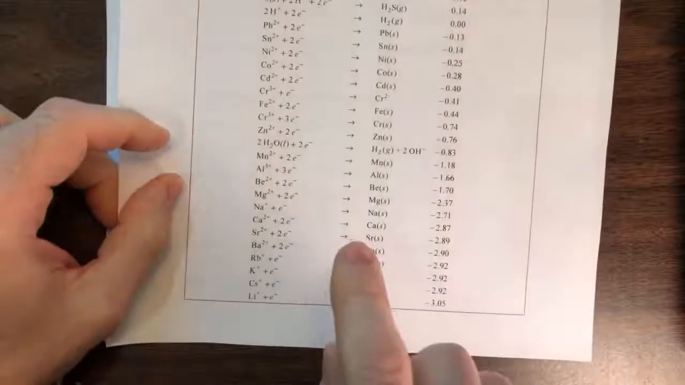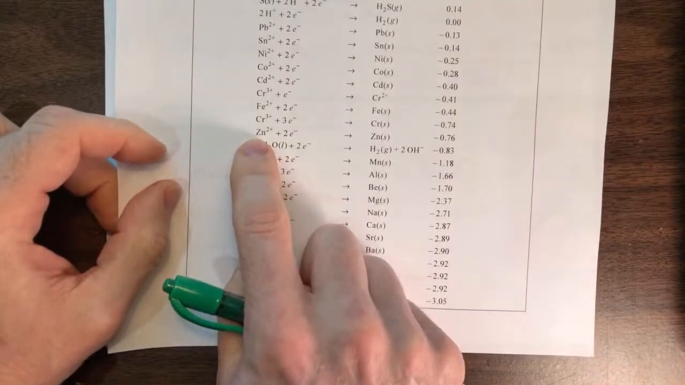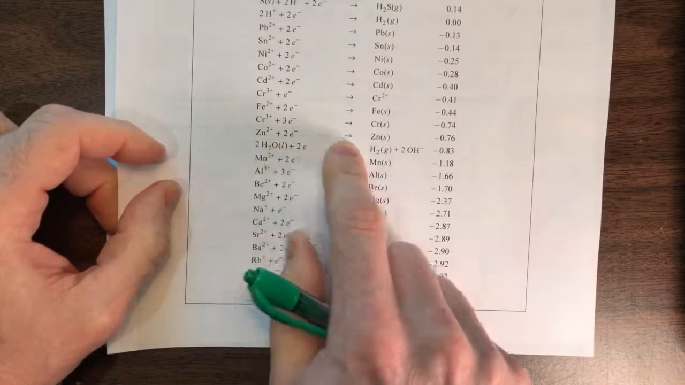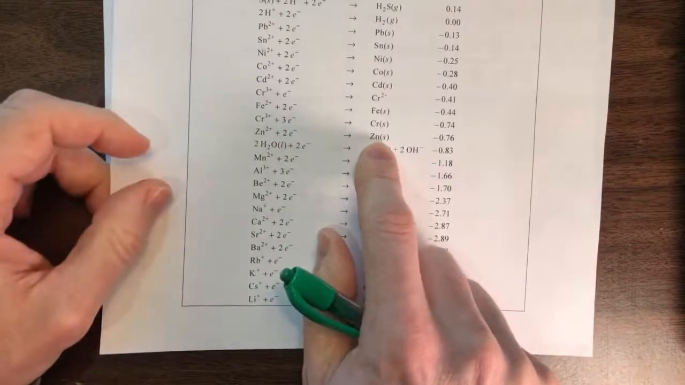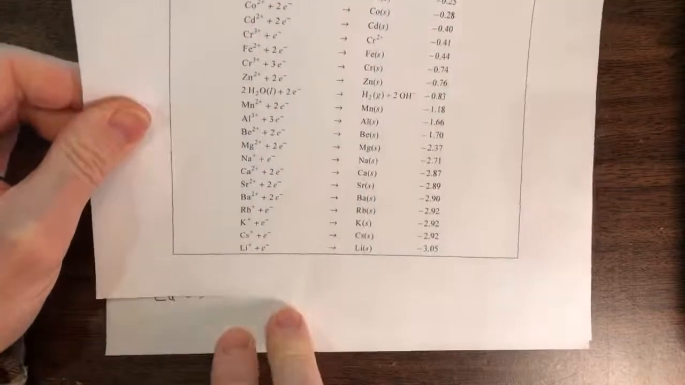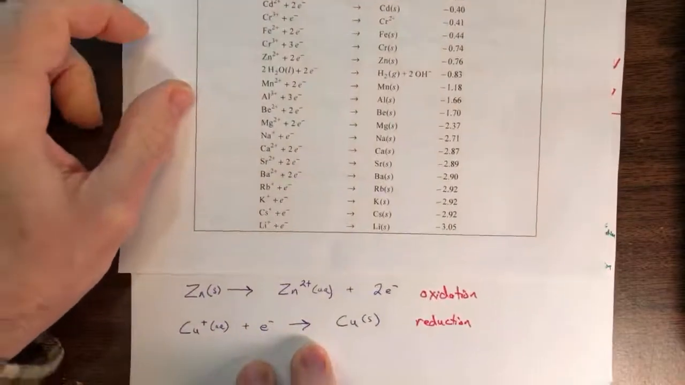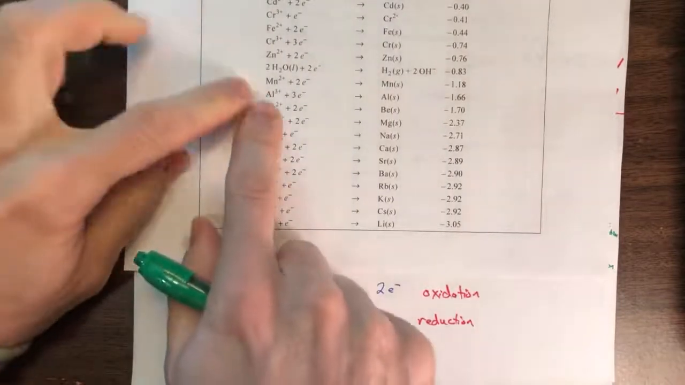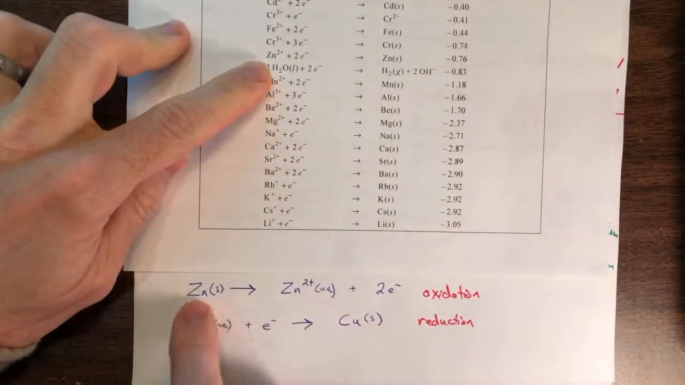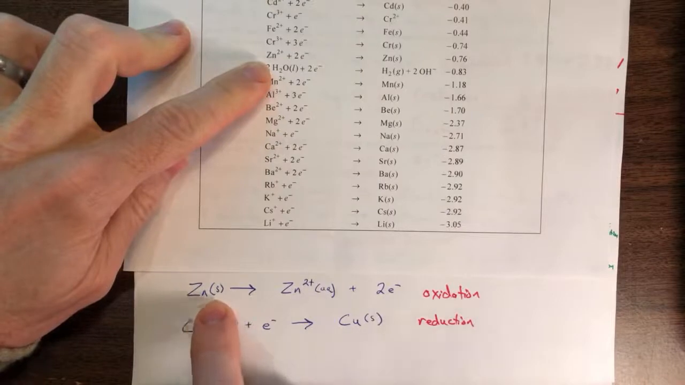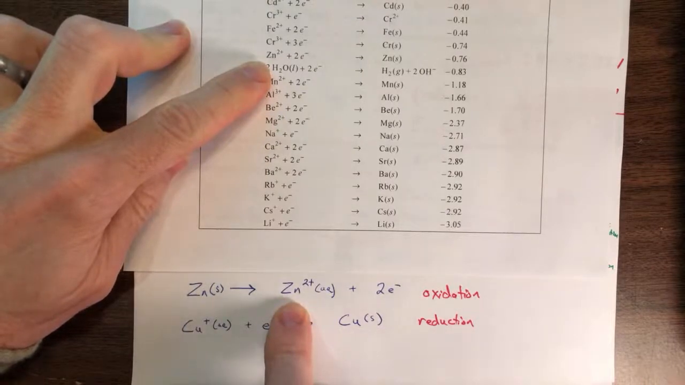Let's start off with zinc, because we started with zinc before. So we have zinc 2 plus plus 2 electrons makes zinc solid. And that is exactly the opposite of what's happening, right? So we have zinc solid going to zinc 2 plus.